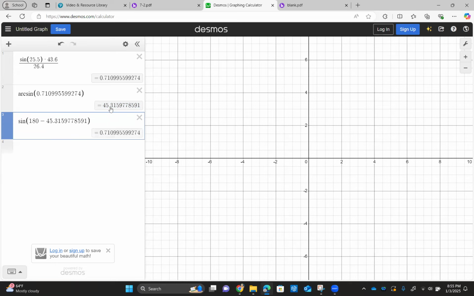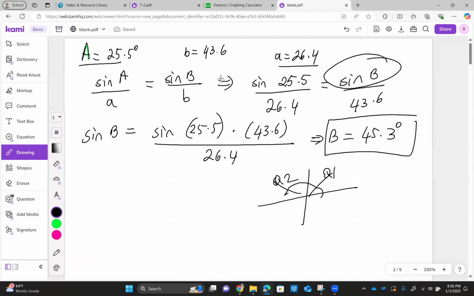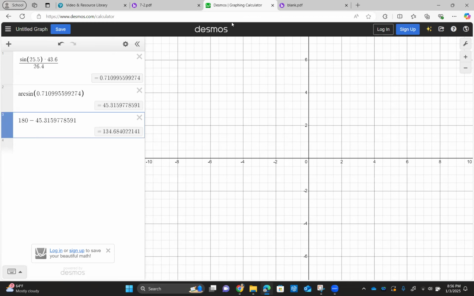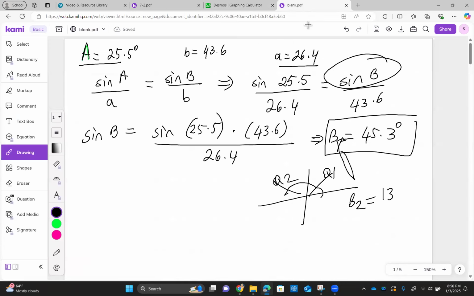When I look at the supplementary angle, it still has the same sine value. So B is not necessarily 45.3, but instead I'm going to remove the sine in the parentheses and also think about the supplementary version. B can be 45.3 or it can be 134.7. I'm going to call this B1, and the other one B2. B2 is 134.7.